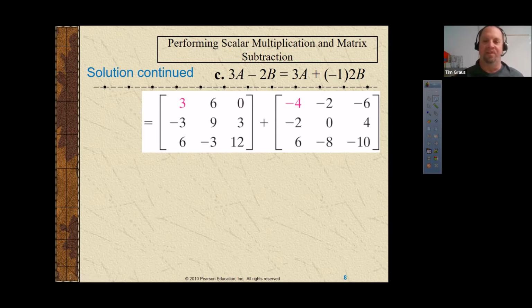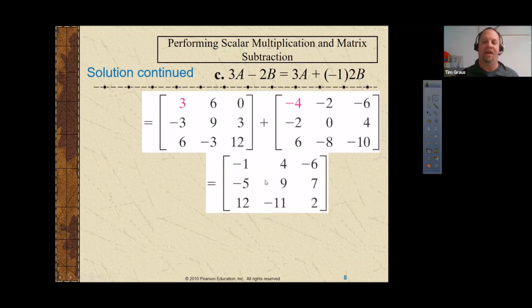Now it's just as simple as adding. 3 plus negative 4 will give us a negative 1. 6 plus negative 2 gives us 4. 0 plus negative 6 gives us negative 6, and so on. Do the same for the second row, same for the third row. As we've seen many times in the past, subtraction can simply be thought of as adding the opposite. But the opposite matrix means turn every single entry to its opposite sign.